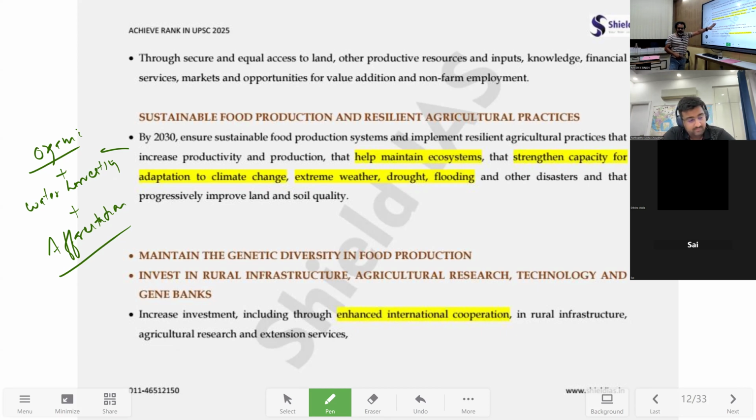So improving land and soil quality. See, all these things will be explained in detail when I explain agriculture in detail. But this is just a hint at this moment.